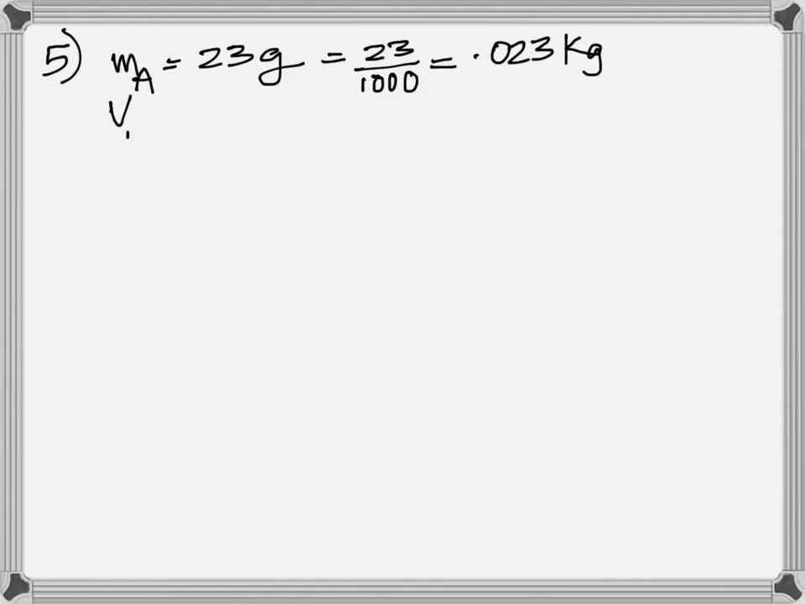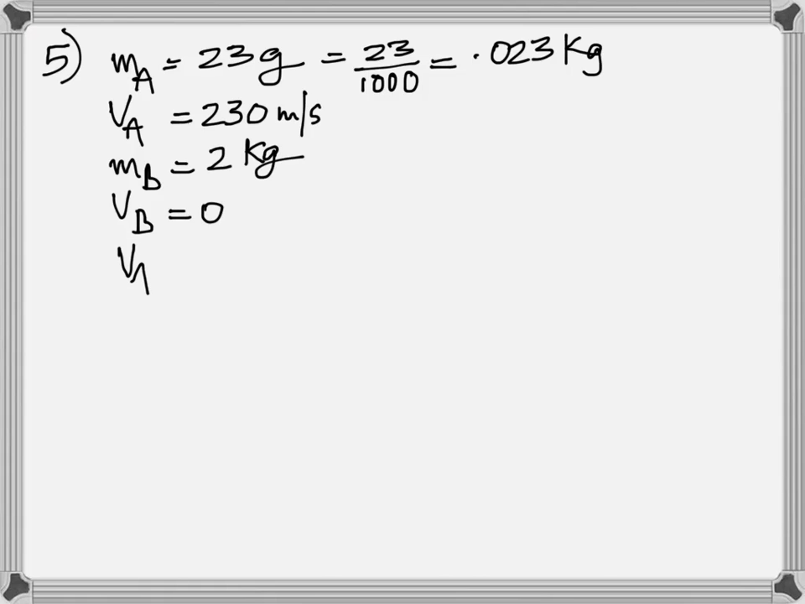In number 5, 23-gram bullet. Change it into kilograms. And that's moving at 230 meters per second. Mass of the block 2 kilograms, and initially it is at rest.